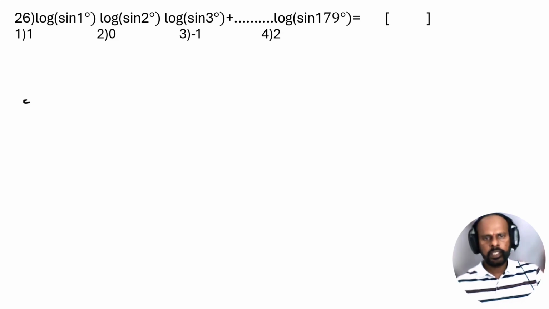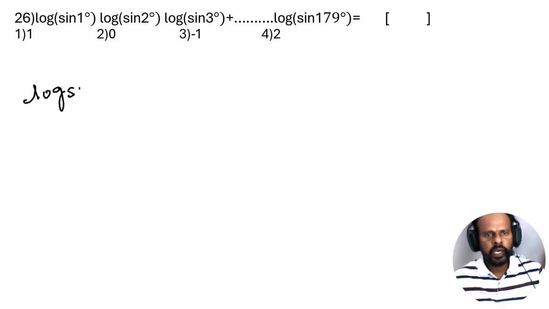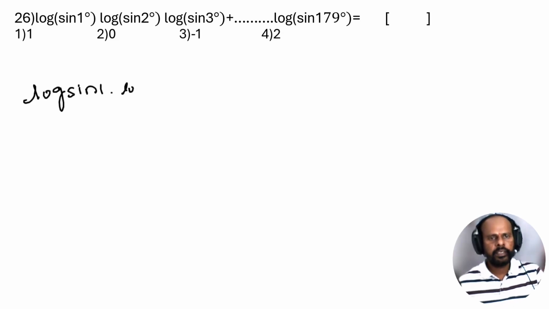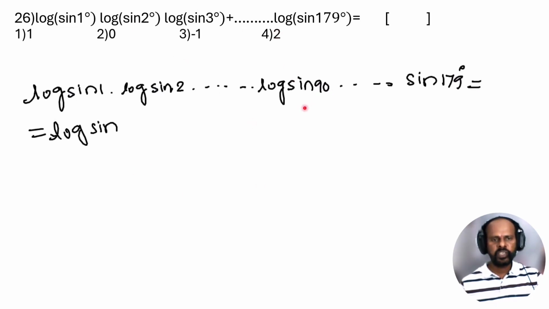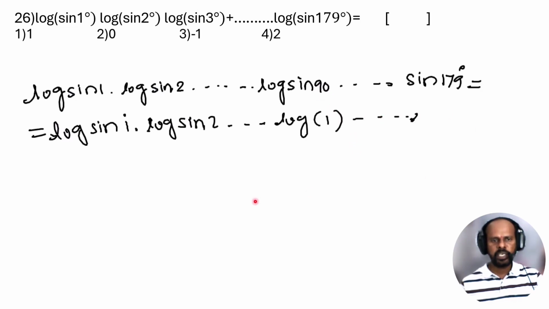So this is also a very easy problem. Log of sin 1, log of sin 2, log of sin 3, up to sin 179, terms are given. So in the middle we can find sin 90 also. First writing as it is, second also writing as it is. You know that sin 90 is 1, I am writing, last term writing as it is.